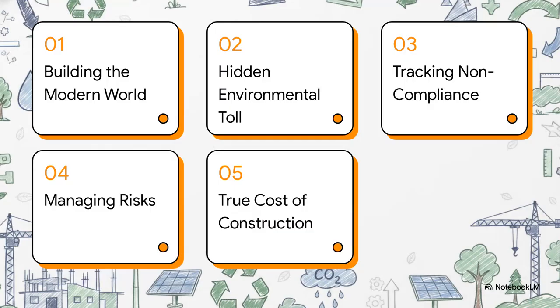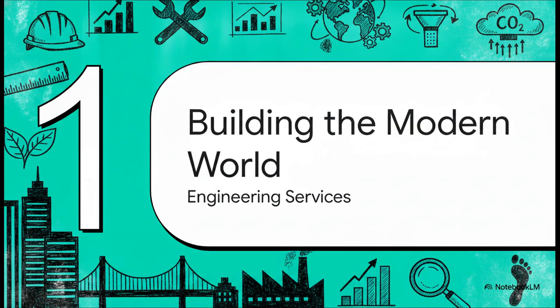To make sense of this dense 26-page technical accounting standard, here is our roadmap. We'll start with building the modern world, then look at the hidden environmental toll, tracking regulatory non-compliance, managing and mitigating risks, and finally wrap up with the true cost of construction. All right, part 1, building the modern world.